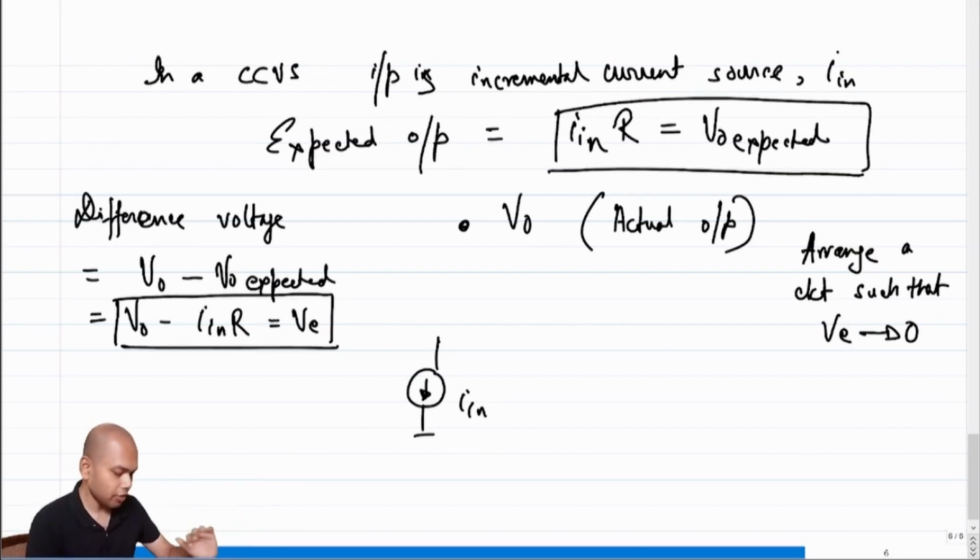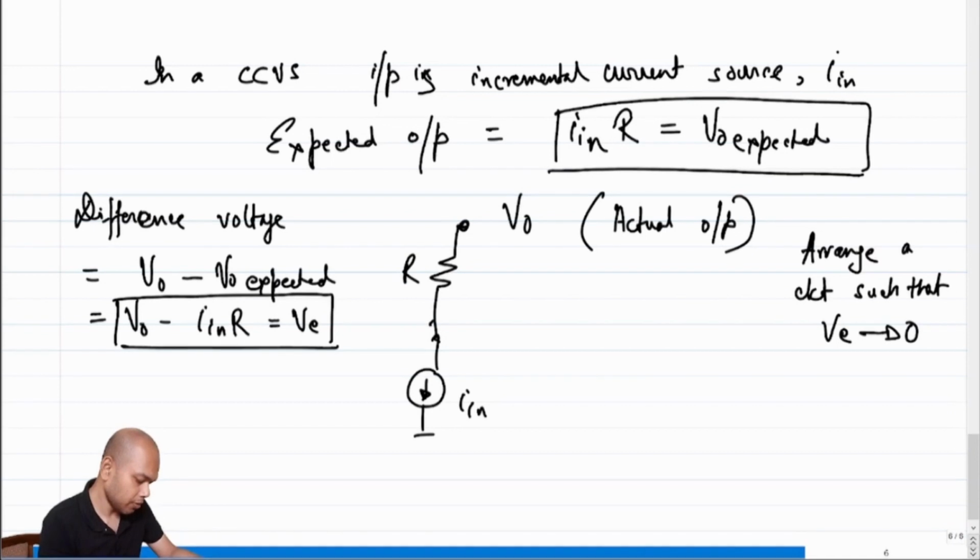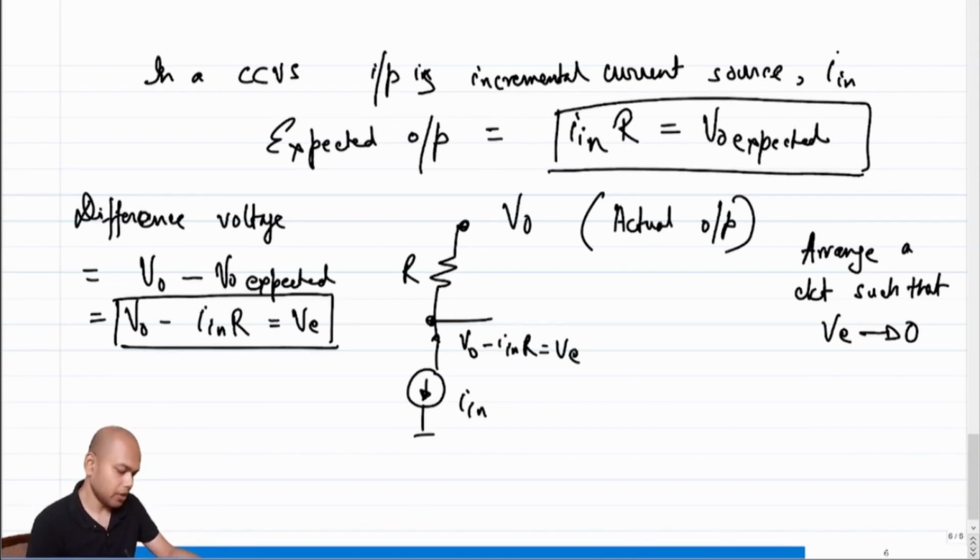If you have V0, you have I in, you want VE. VE is V0 minus I in times R. It's pretty simple. What you do, you drag out a current of I in from V0 through a resistance R, right? So if I simply do this, what will be this voltage? This voltage will be V0 minus I in times R, which is VE.